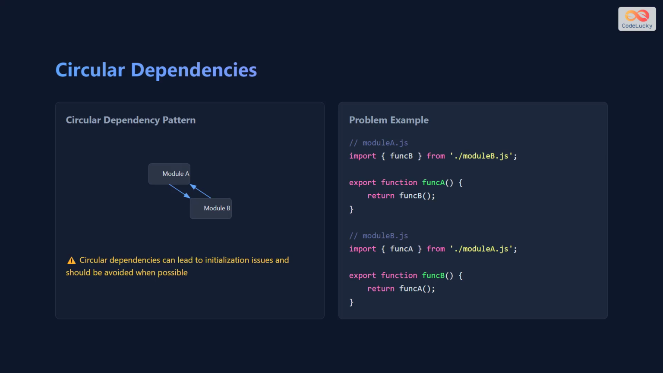An example of the problem: Module A imports function B from Module B, and exports a function named function A that returns the result of calling function B. Similarly, Module B imports function A from Module A, and exports a function named function B that returns the result of calling function A.